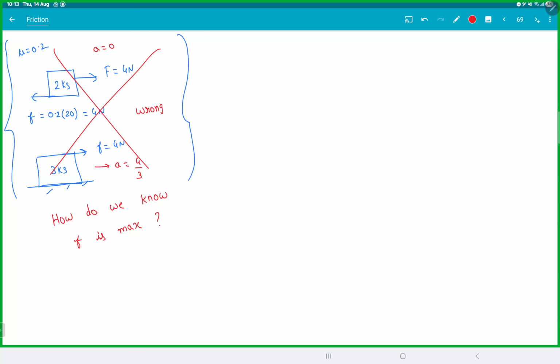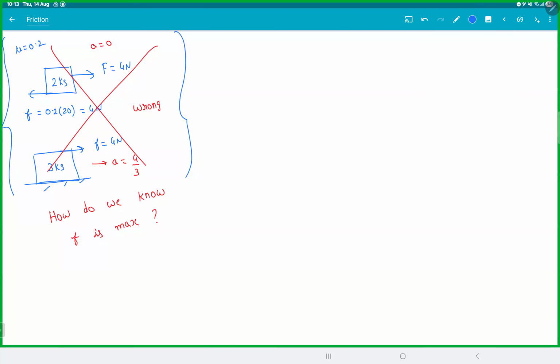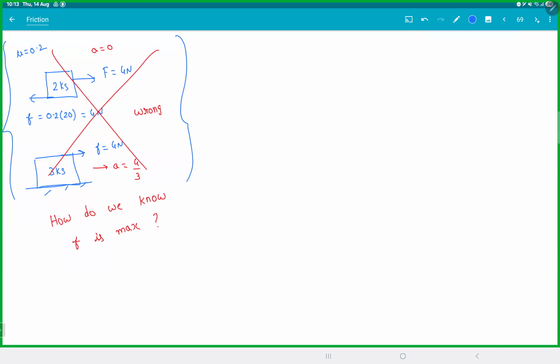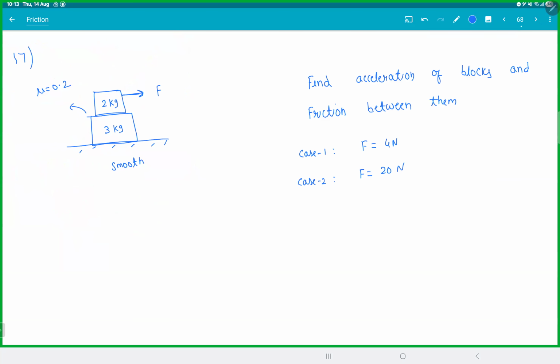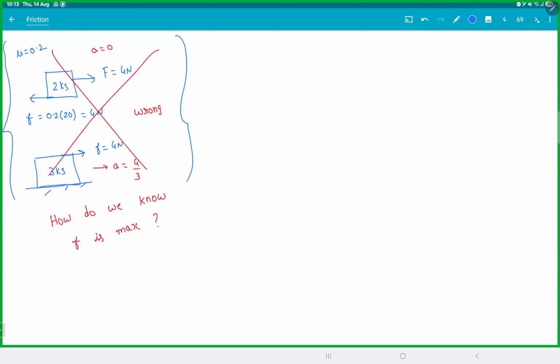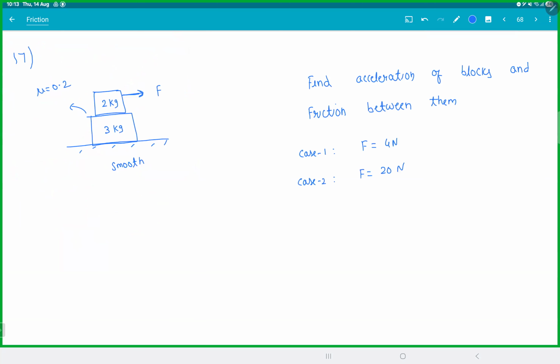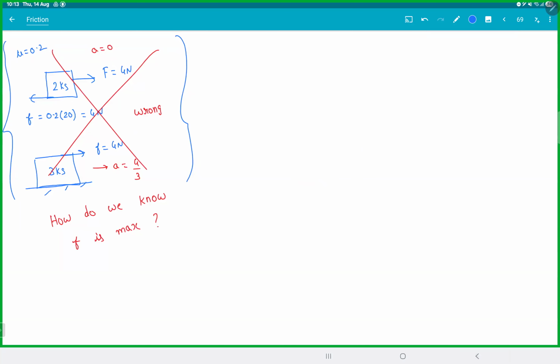So how do we solve this kind of problem? Listen to this standard process. Whenever you see two blocks, don't directly jump into an FBD. You have to start with an assumption. Now here, two things can happen. Both the blocks are slipping or both the blocks are going together. Do you agree? Either both the blocks are going together or both are slipping. We don't know what is happening.